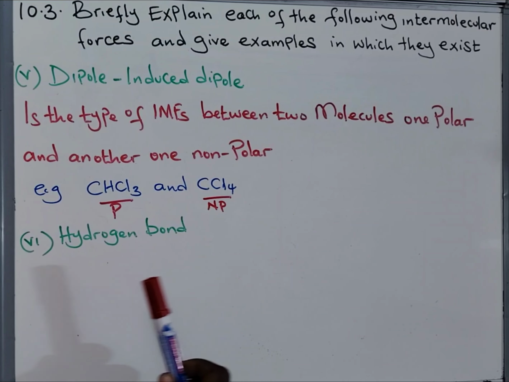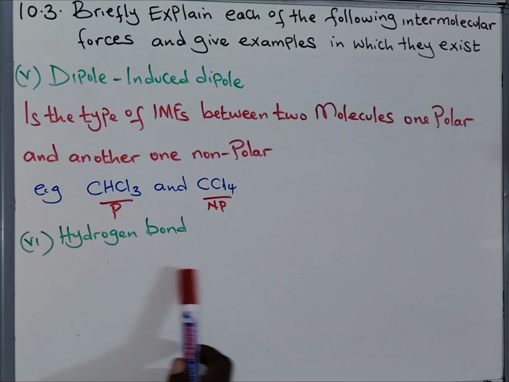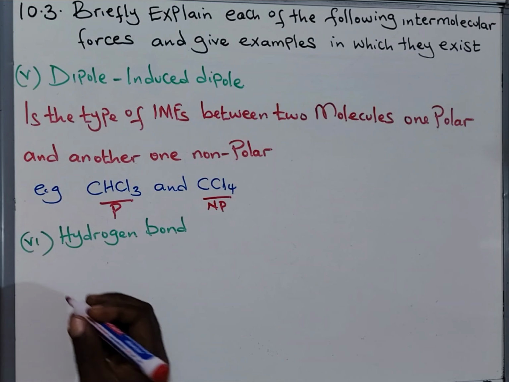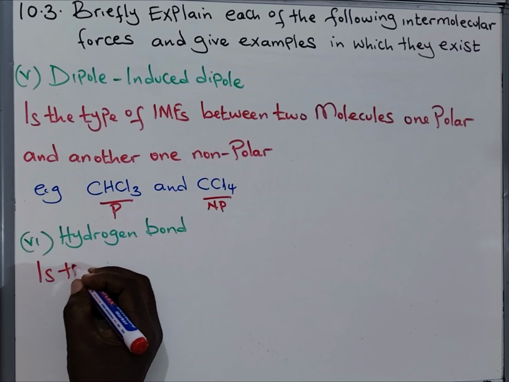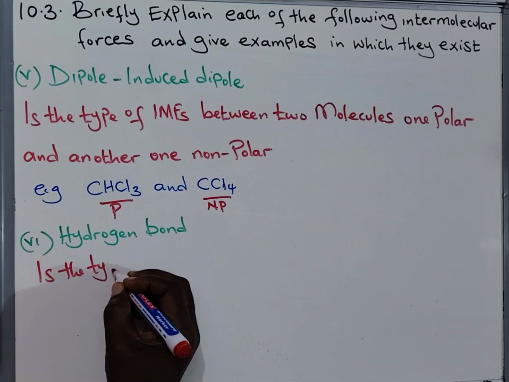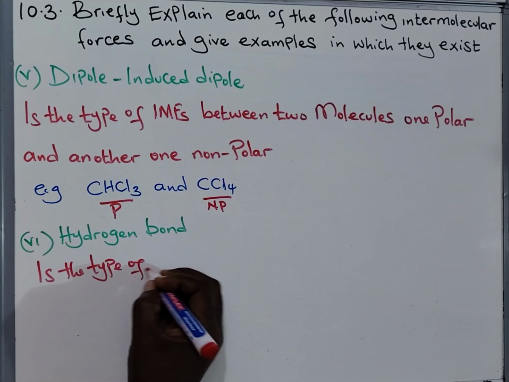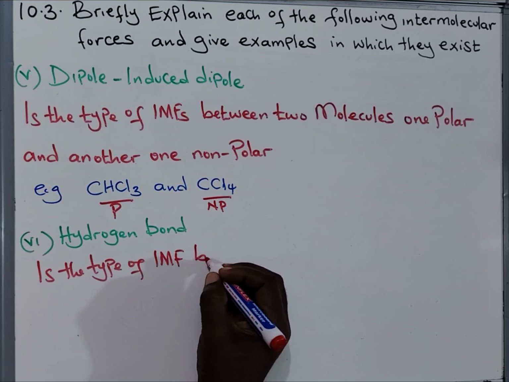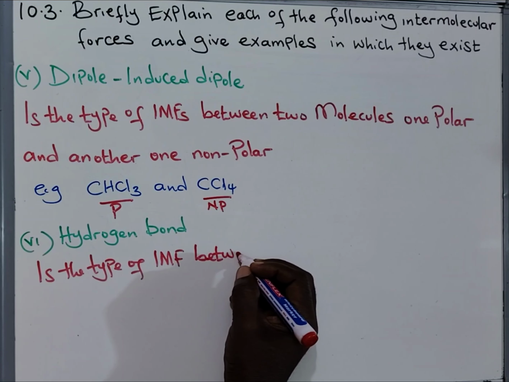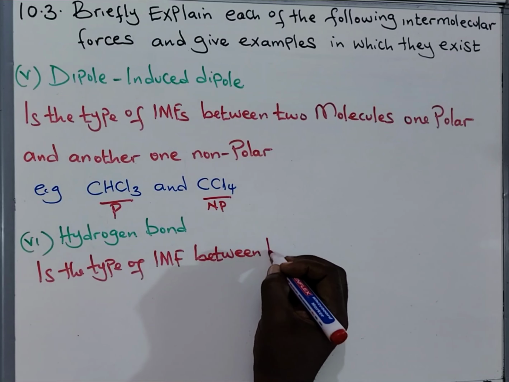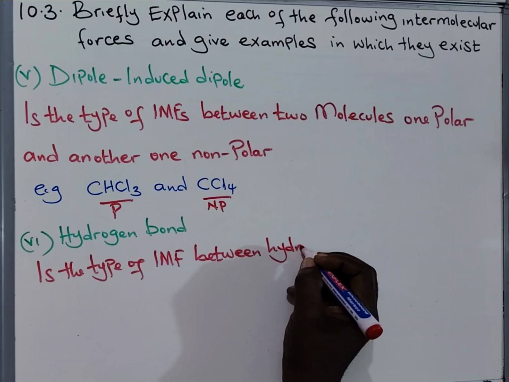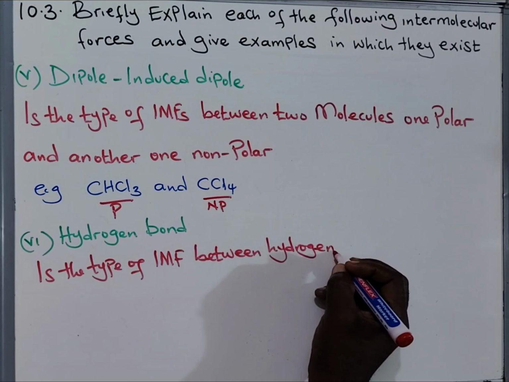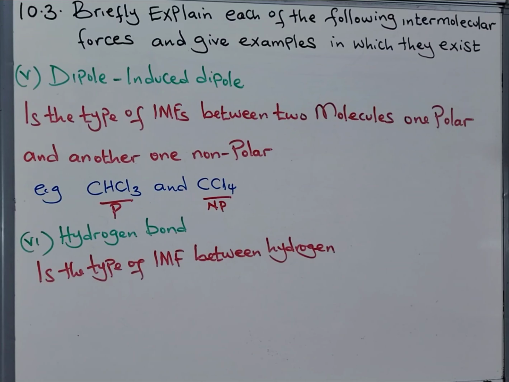Then we come to hydrogen bond. Actually, hydrogen bond is a dipole, but so strong to another level. What is it? It is the type of intermolecular force between hydrogen. But this hydrogen must be special.